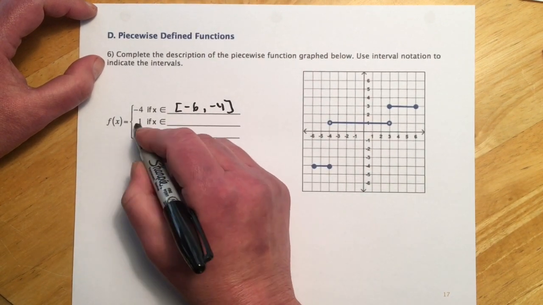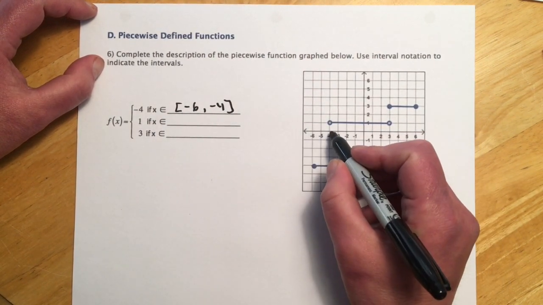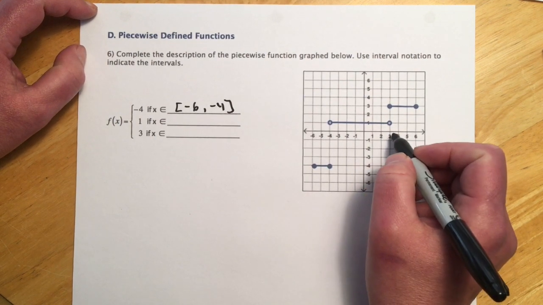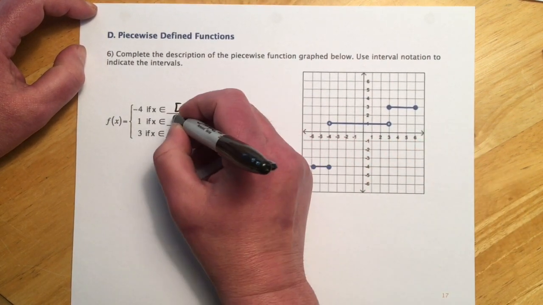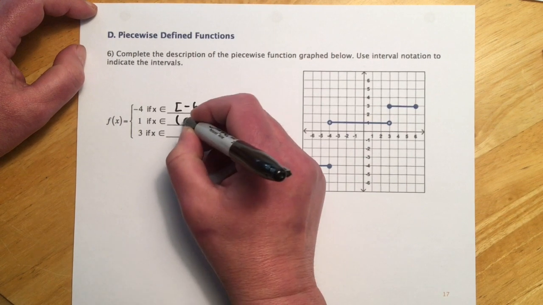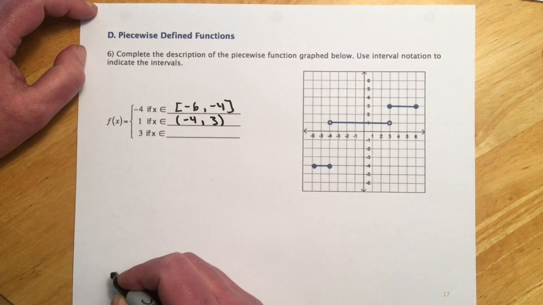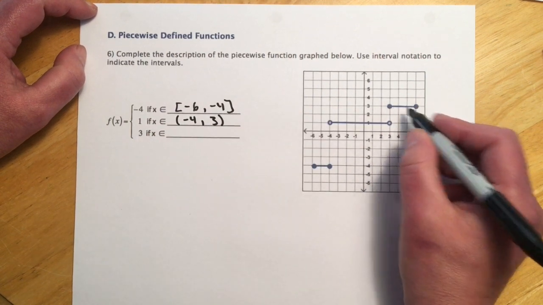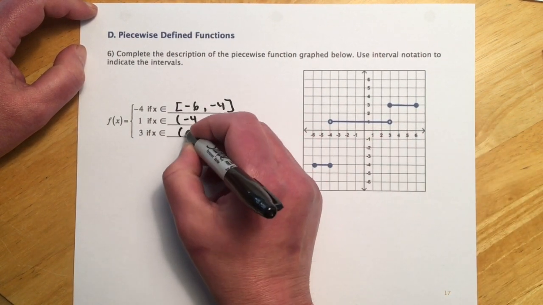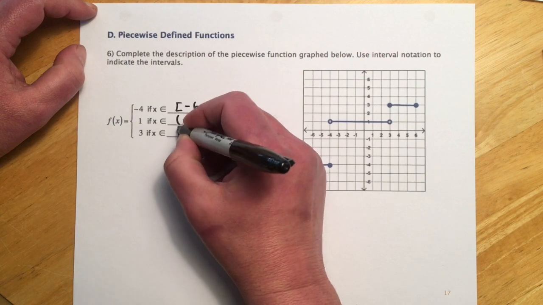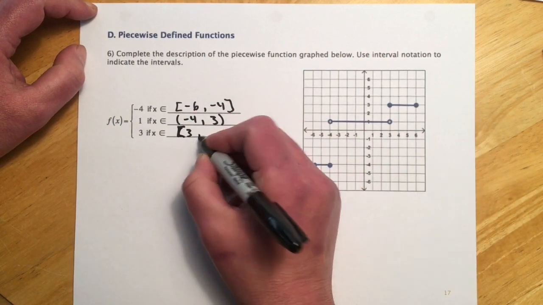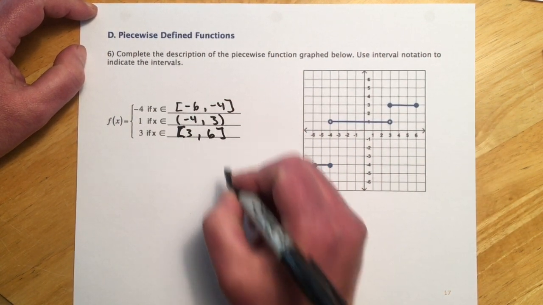And then y is 1 if x is, so it looks like anything between -4 and 3, not including the endpoints. So we want to use parenthesis, -4, and then up to 3, close parenthesis. And it's going to be 3 on the interval 3 to 6. So that would be from 3, oops, that one should be a bracket because it's solid, up to 6, and a bracket.